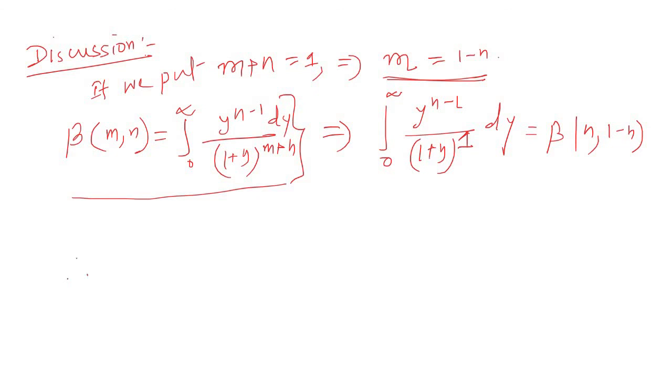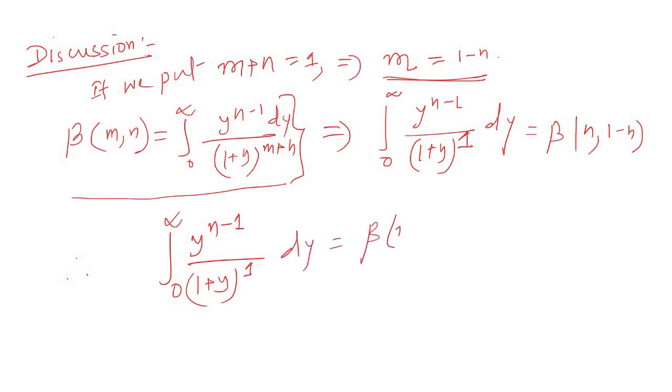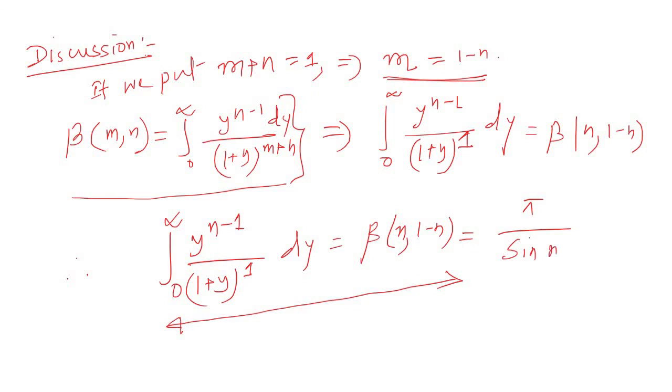Therefore the integral from 0 to infinity of y to the power n minus 1 over (1 plus y) to the power 1 dy equals beta(n, 1 minus n). This is a very important integration, which is equal to pi over sine n pi.